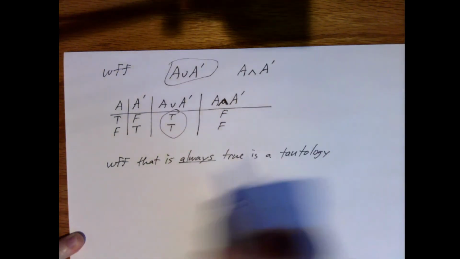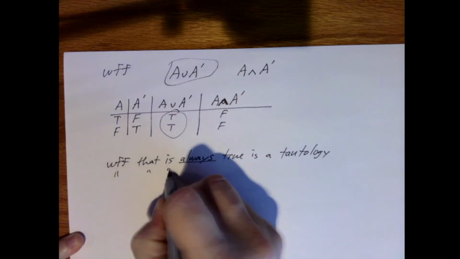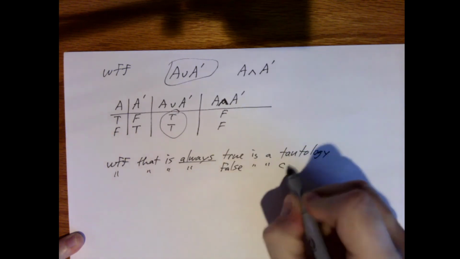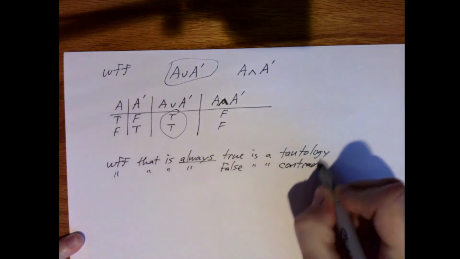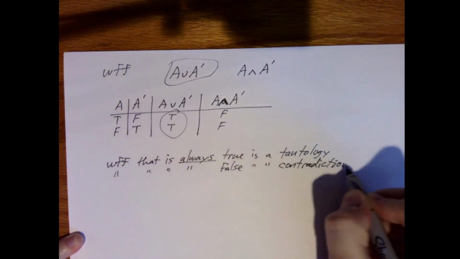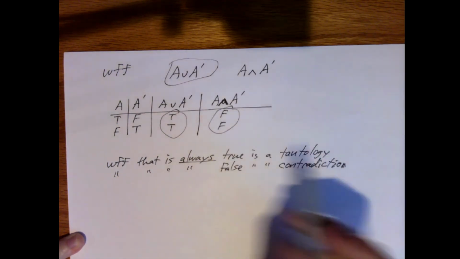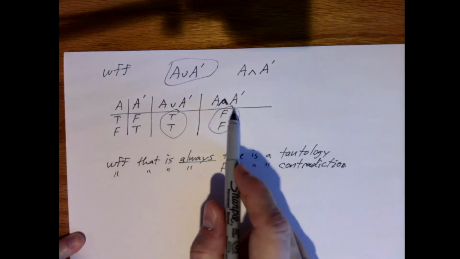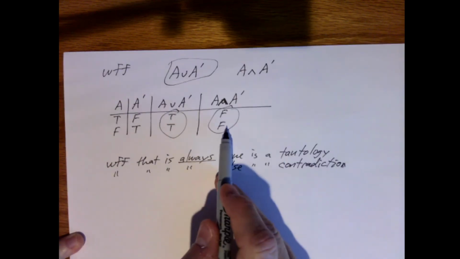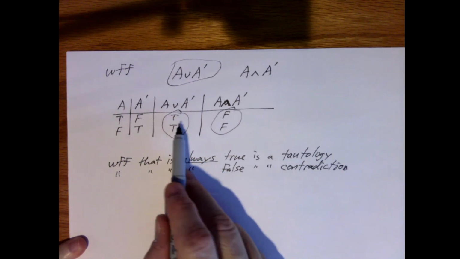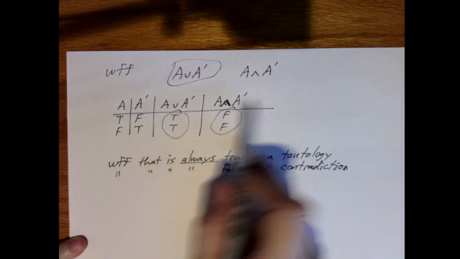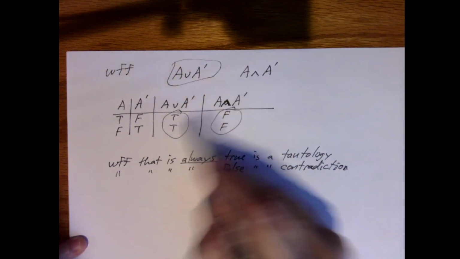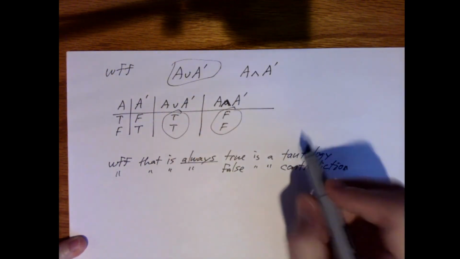What about the other one? A well-formed formula that is always false is a contradiction. And this is right here. It says it doesn't matter what values of A and not A you put into it. This is always going to work out to be false. And just like with tautologies, there can be larger expressions that still always end up with false no matter what you choose to do with them. Okay? So we need to know these.